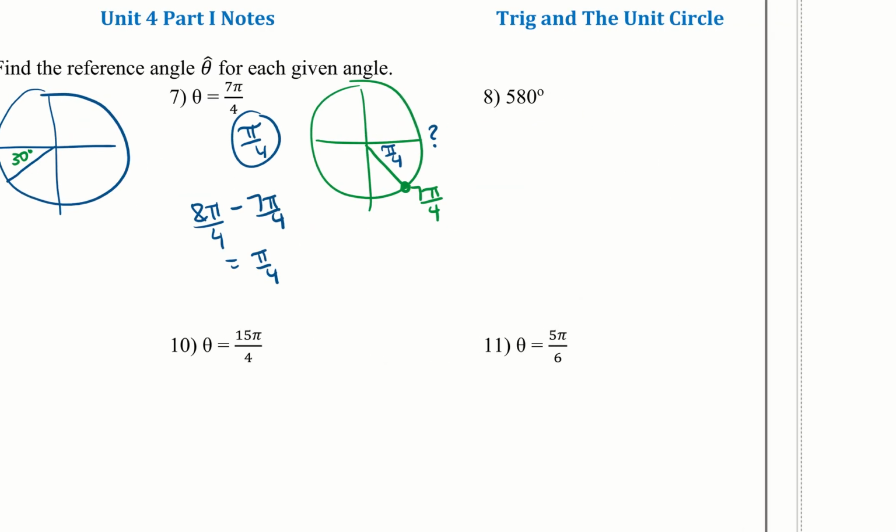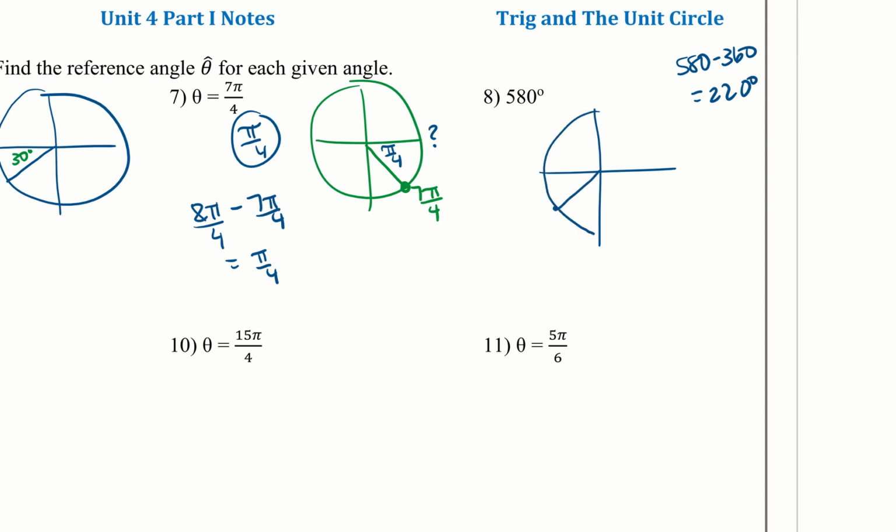580, since it's over 360, I'm going to start by finding a coterminal angle here. So let me subtract. I think that would be 220, which would be somewhere over here. And if I want to see how far that is away from the x-axis, that is 40 degrees. So the reference angle is 40 degrees. And you could do 220 minus the 180. Sometimes kids ask, do I subtract from 180 or do I subtract 180 from the angle? Whichever would give you a positive. That's how you want to think about it.